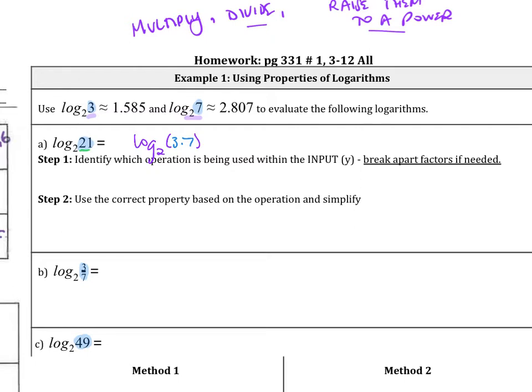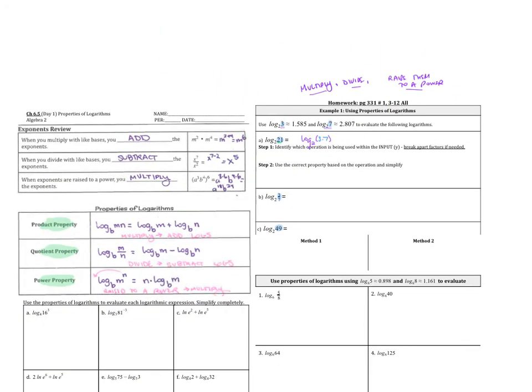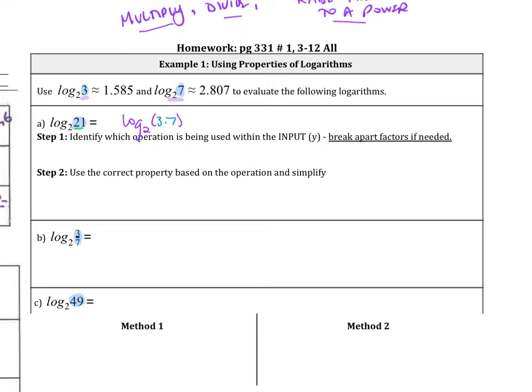So we want to rewrite it first. Again, we can multiply it, and that's fine. With the product property, I can separate or expand these logarithms, and when I'm multiplying, I'm going to be able to add the logs together. So let's break it apart. This is log base 2 of 3 plus log base 2 of 7. Now that we broke it apart, we can substitute. Log base 2 of 3 is 1.585, and log base 2 of 7 up here is 2.807. So then you add them together.